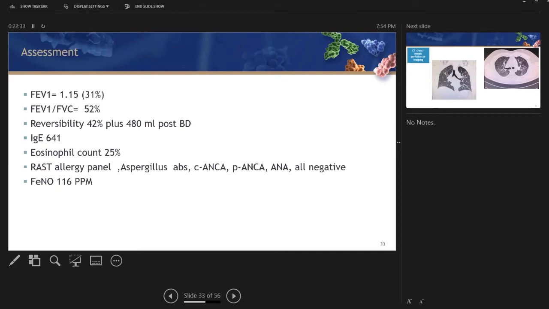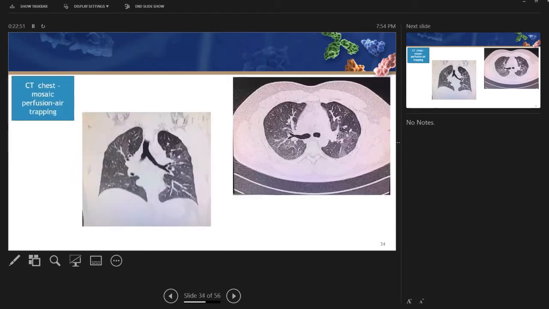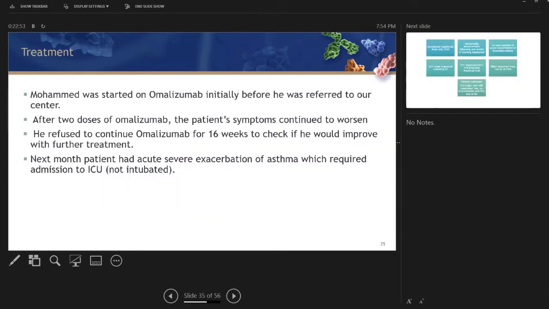So we did the CT chest, again to work up and make sure we're not missing anything. He doesn't have bronchiectasis, no structural lung disease. He does have a mosaic pattern, and we related that to air trapping, small airway disease because of his uncontrolled asthma. What I didn't tell you is that he had already been started on omalizumab before he came to us, and that's usual. Sometimes omalizumab is easier access for a lot of secondary care clinics.